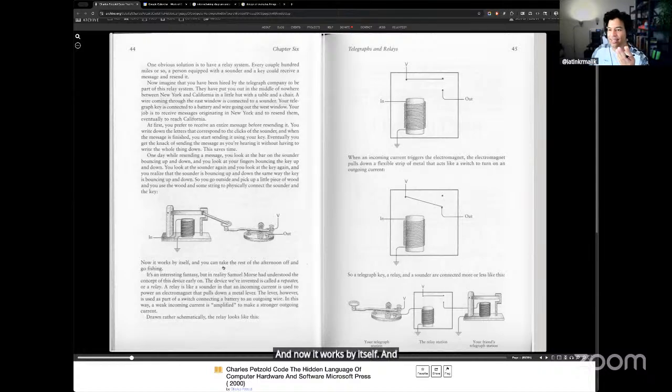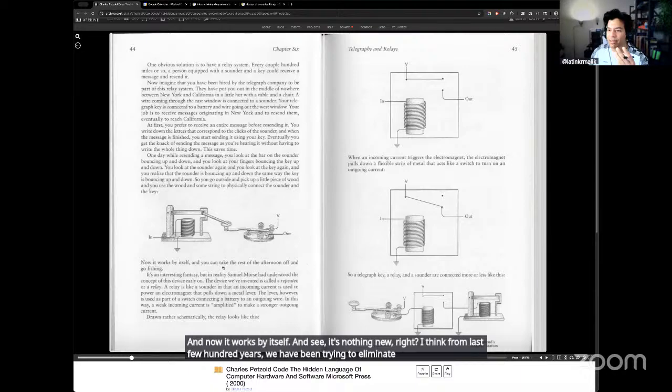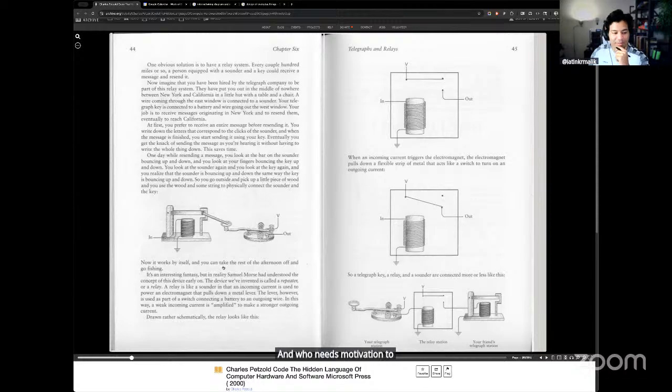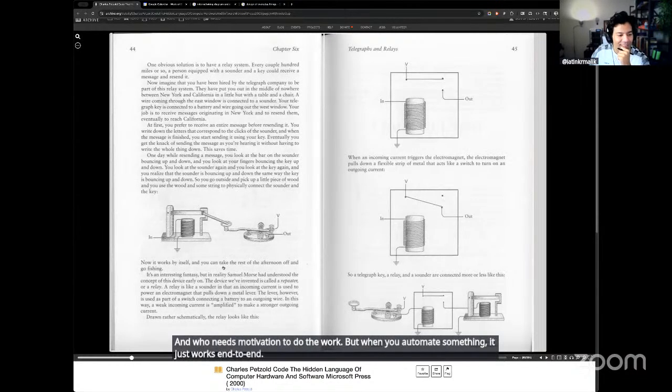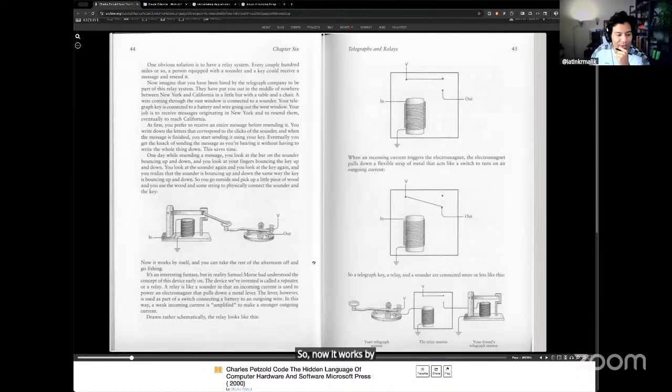And see, it's nothing new, right? I think for the last few hundred years we have been trying to eliminate the human effort, and nothing has changed. Now we have self-driving cars, right? Because human is always the slowest and the weakest element, who needs to sleep, who needs to rest, who needs insurance, who needs food, and who needs motivation to do the work. But when you automate something, it just works end to end. So now it works by itself, and you can take the rest of the afternoon off and go fishing.